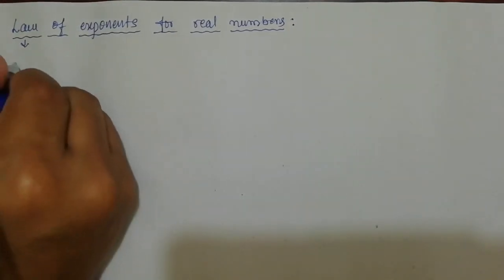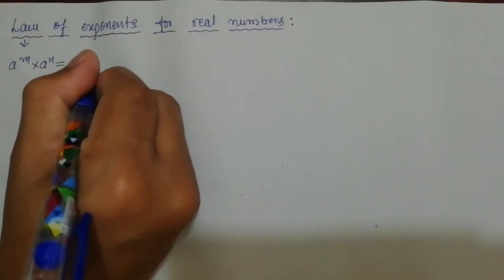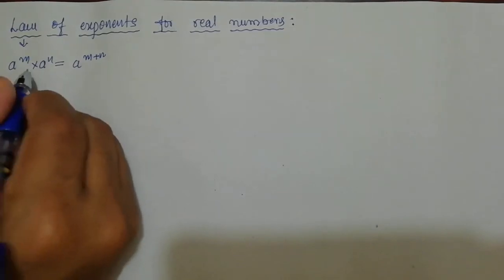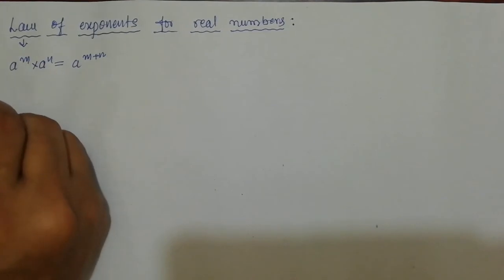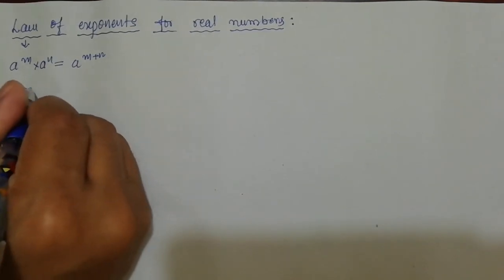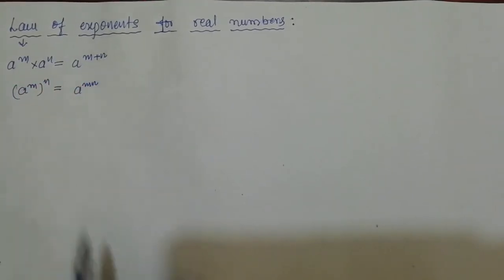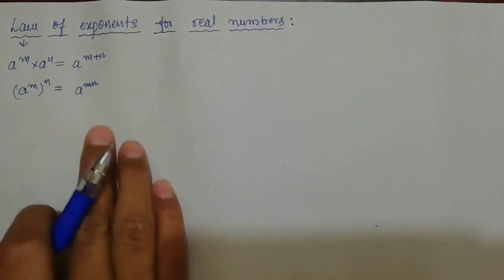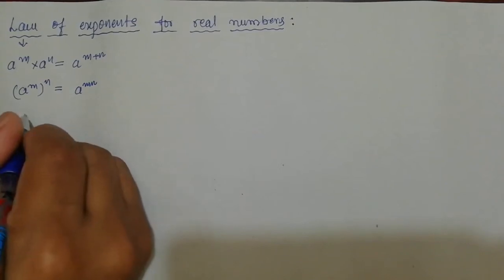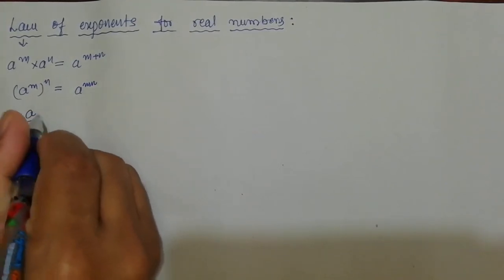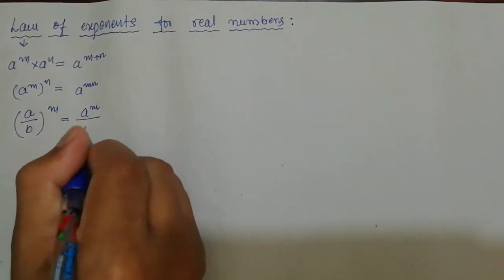The major formulas are: a power m into a power n is always equal to a power m plus n. Remember, the base should be the same and the powers different, then you can add the powers. The second formula is a power m whole power n is equal to a power m into n. The third formula is a by b whole power m, where you can split it for both numerator and denominator.